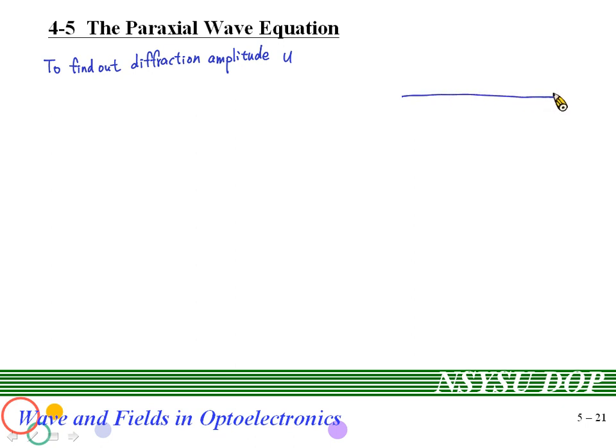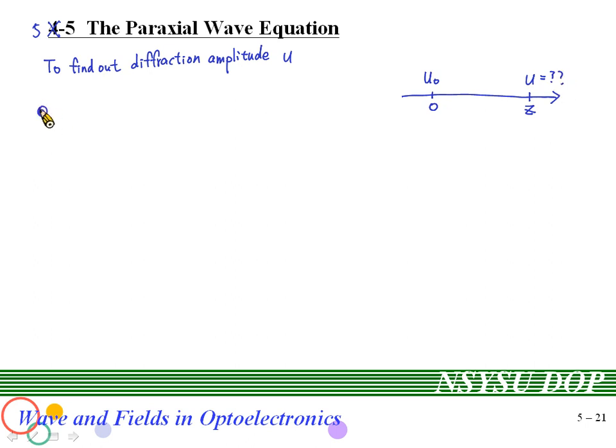For this problem, at the initial point, we know the amplitude is U0, and the purpose of Chapter 5 and Chapter 6 is how you could find out the diffraction amplitude U at any value of Z. Our purpose is to find out the diffraction amplitude U at an arbitrary value of Z.